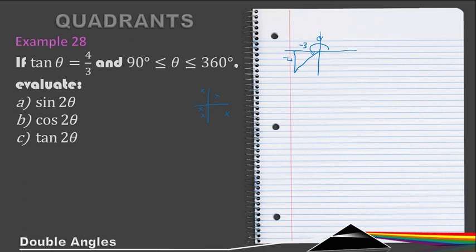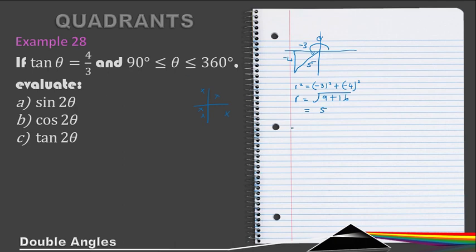Okay, and then to calculate this length over here, we use Pythagoras. So r squared is equal to negative 3 squared plus negative 4 squared. So r is equal to the square root of 9 plus 16, and that's going to be 25, so r is equal to 5. Okay, so now we're in a position to start to evaluate these.